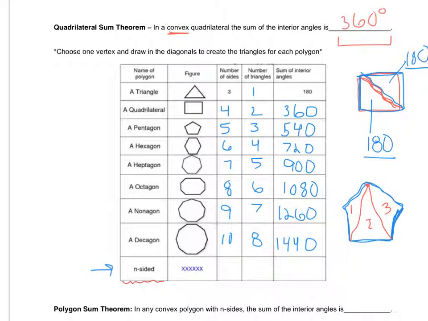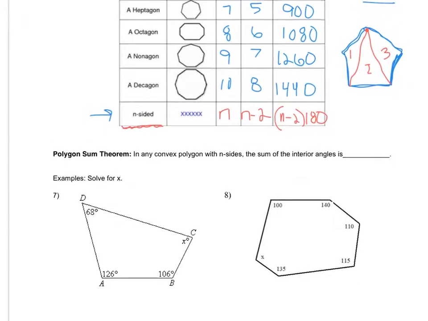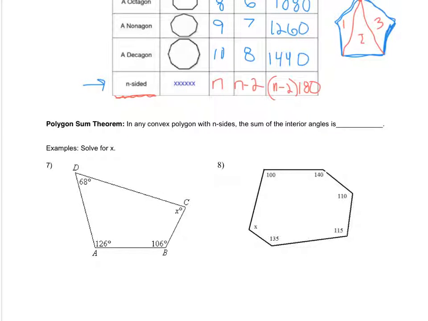So we're going to talk about an n-sided polygon. So n is just a way that we represent a number of sides or a number of angles. So for number of sides, we have n. Now hopefully you were able to see a pattern from the number of sides to the number of triangles, and what we can do is take the number of sides and subtract 2 to see how many triangles could be made from one vertex. So we have n minus 2. Then, to get from the number of triangles to the sum of interior angles, we take the number of triangles and we multiply it by 180 degrees. So this now gives us our polygon sum theorem. In any convex polygon with n sides, the sum of the interior angles is n minus 2 times 180.